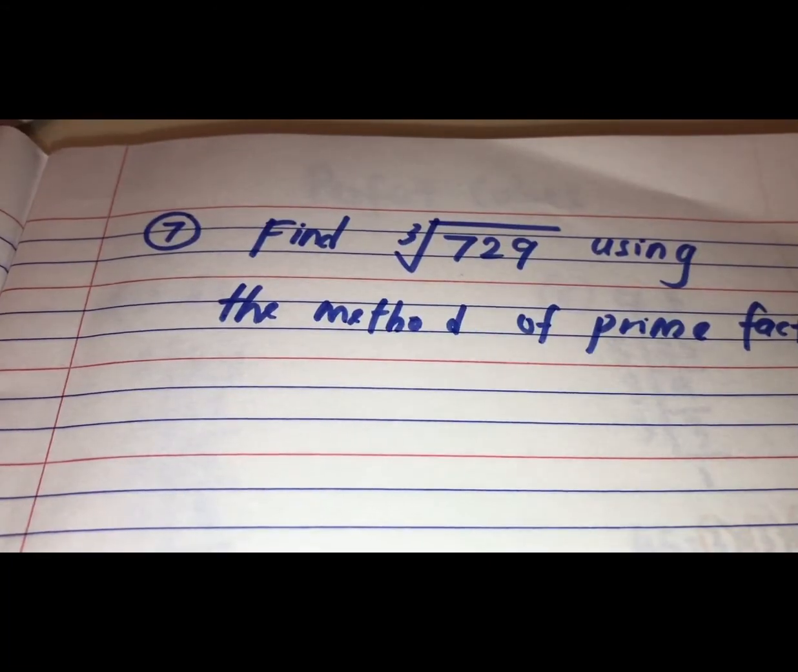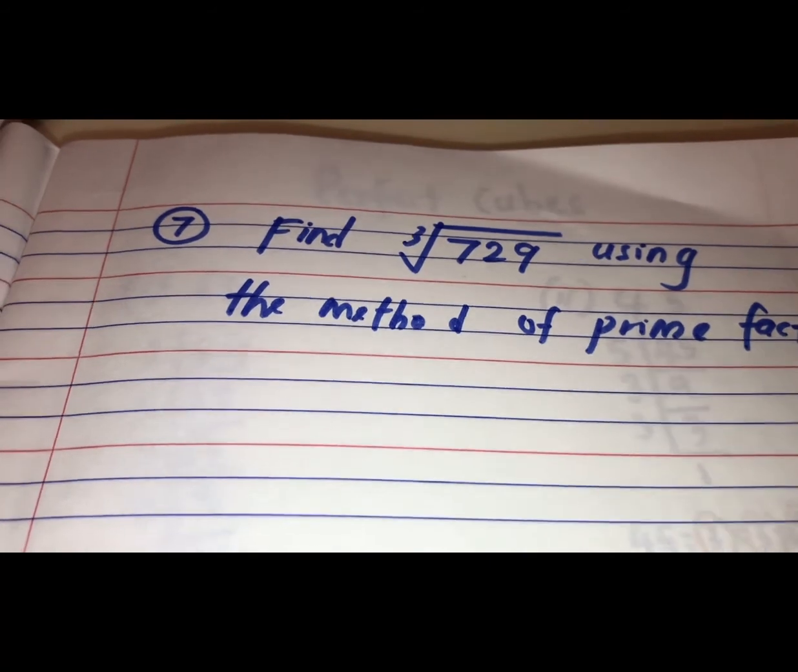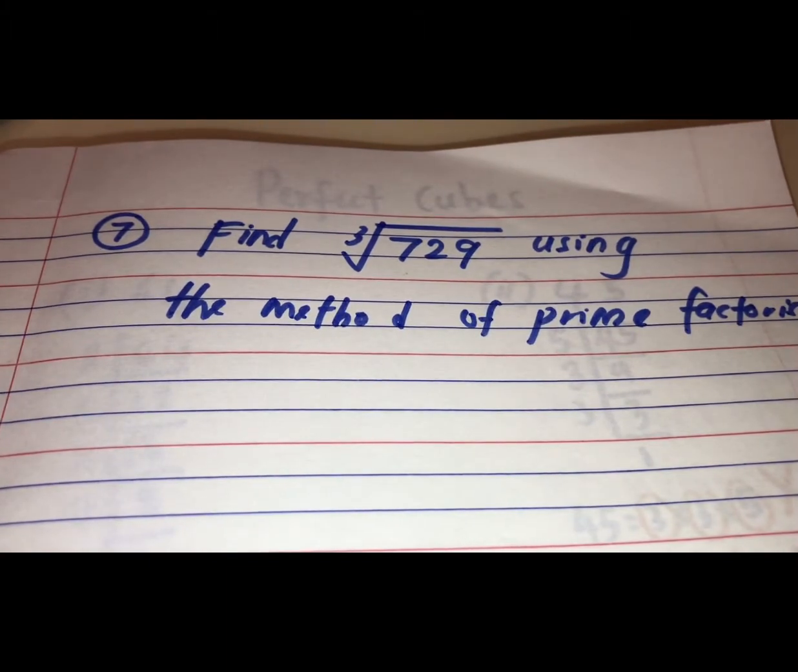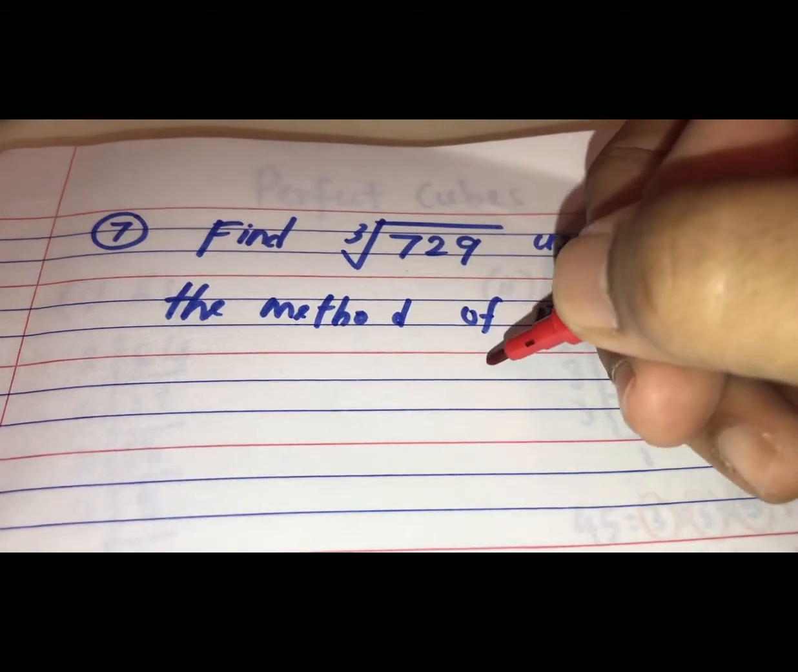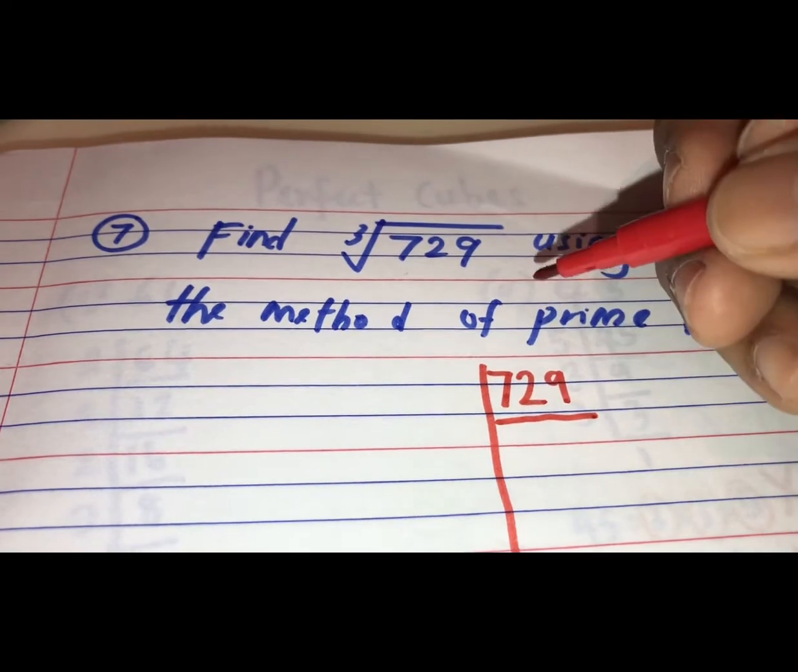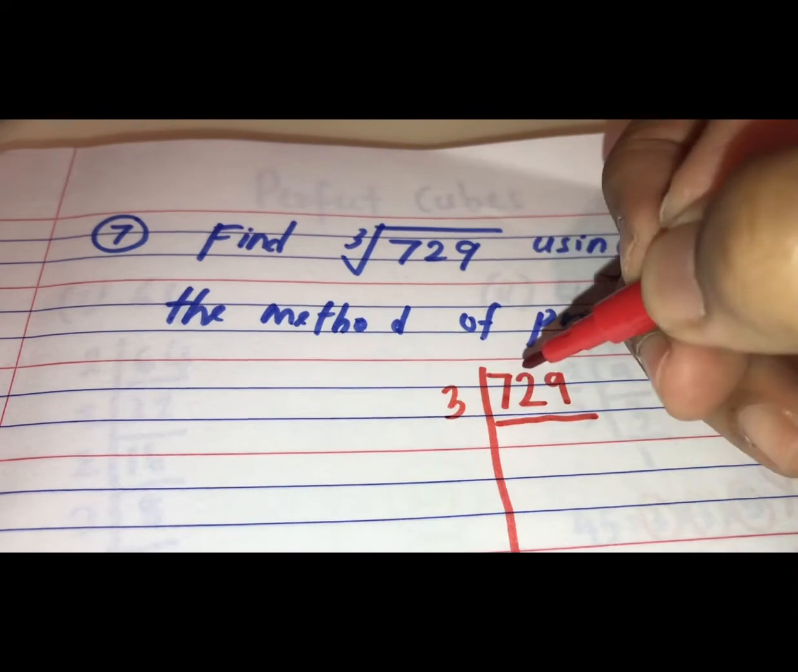Okay, next question. Find the cube root of 729 by using the method of prime factorization. You can use repeated division or a factor tree. Depends on which one you like. If I choose repeated division, I will use prime numbers and divide until you get one. Start with the smallest prime number. If 2 cannot, you choose 3.